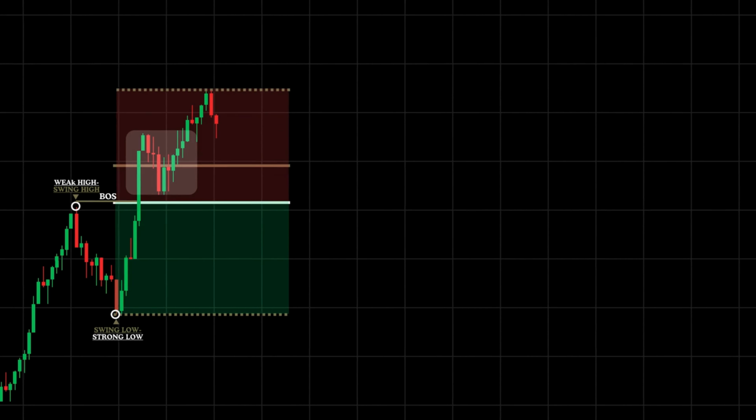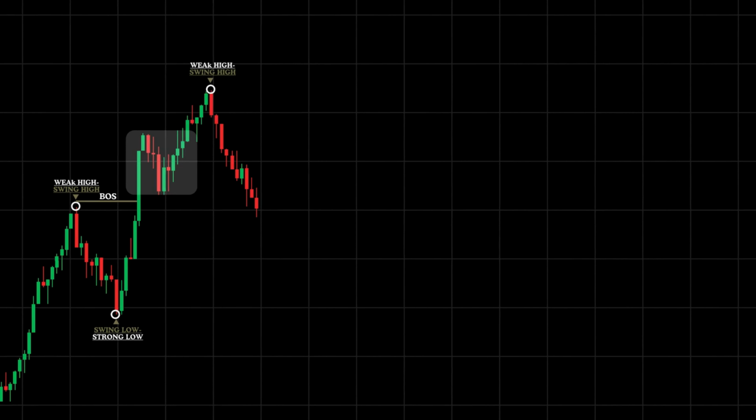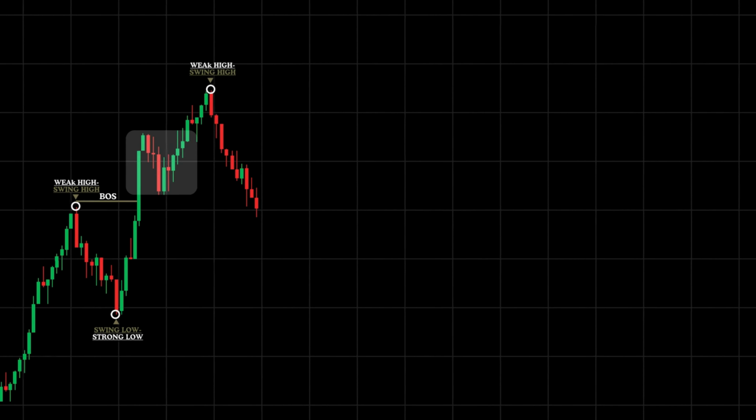Once more, we draw the Fibonacci from the new strong low to the high, and this time, price pulls back nicely to the 38.2% level. This is a valid pullback. We mark the recent weak high, and later, price breaks above it again, giving us another break of structure and confirming the new strong low.